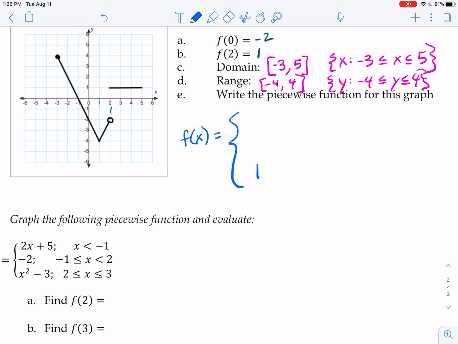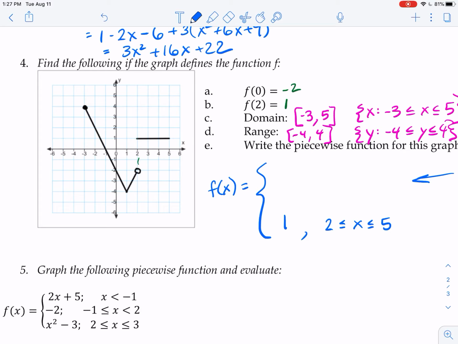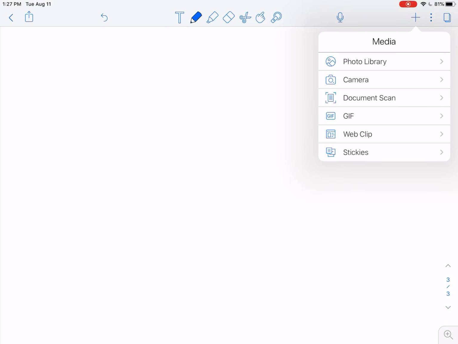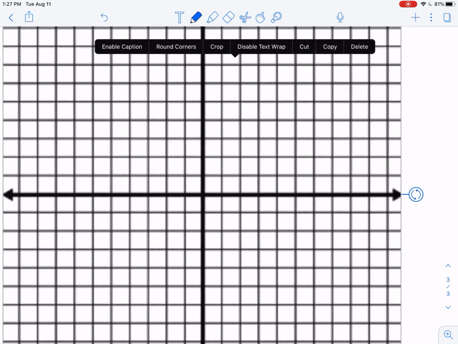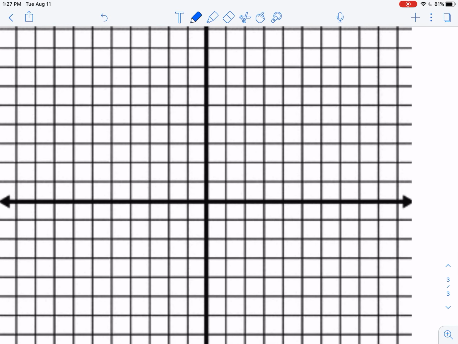So, thinking about absolute values, I'm going to come down here, and I'm going to pull in favorites. There we go. That's not a bad idea for you. If you want to have a grid as a favorite, then you can just insert that pretty easily. Okay, so there it is.